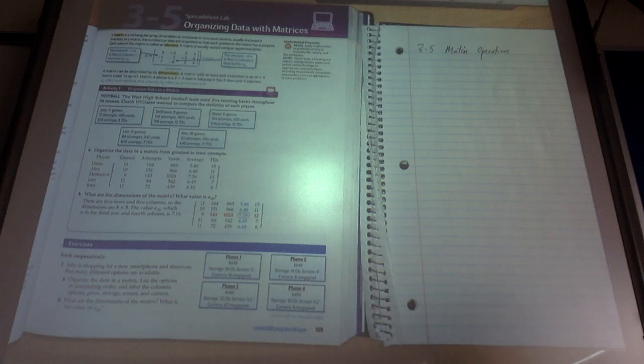All right, we're in 3-5. In fact, we're going to start just ahead of 3-5 in the book. This is page 169, and what we're getting into today is dealing with these things called matrices, or we're going to deal with matrix operations.